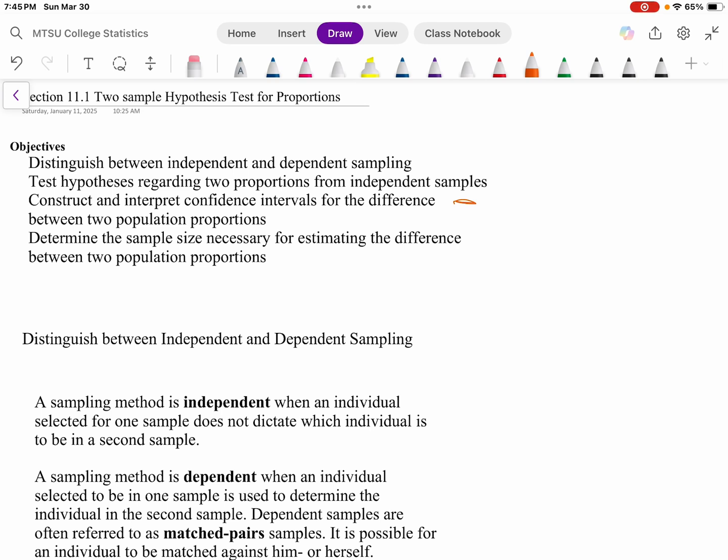So let's get going here. In the first part, we're going to distinguish between independent and dependent sampling, and then also test the hypotheses regarding two proportions from independent samples.